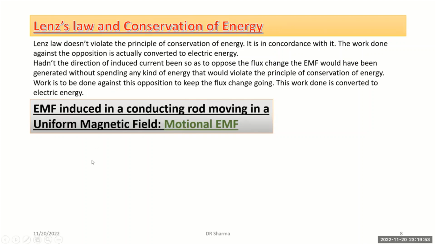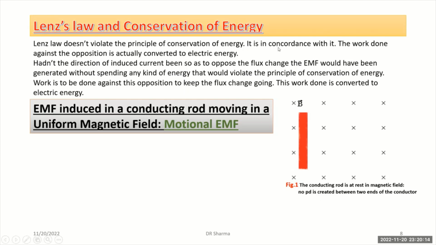Now let's go to the next title: EMF induced in a conducting rod moving in a uniform magnetic field. That is motional EMF. Let me share one figure.